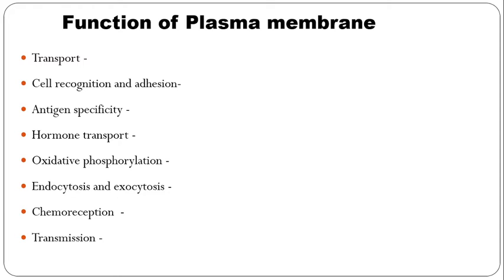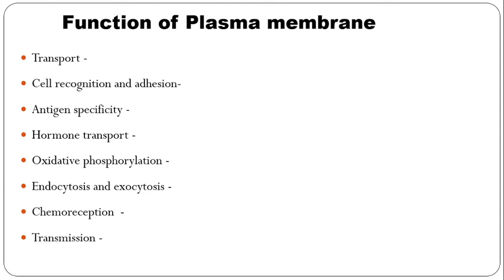Then next is transmission. The transmission of nerve impulses takes place at the membrane surface of nerve cells. So, got it? These are the functions of the plasma membrane: first is transport, cell recognition, adhesion, antigen specificity, hormone transport, oxidative phosphorylation, endocytosis and exocytosis, and chemoreception and transmission.